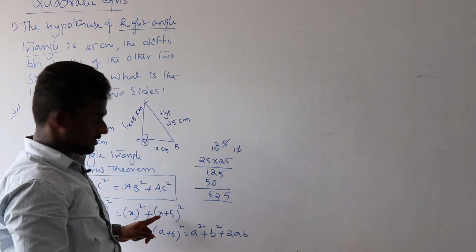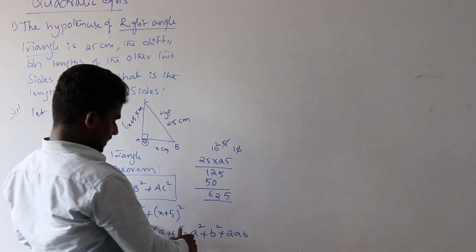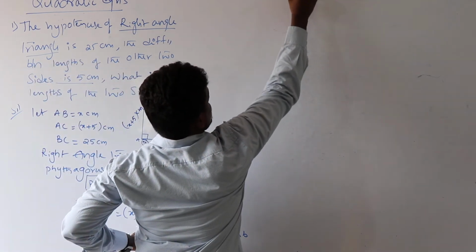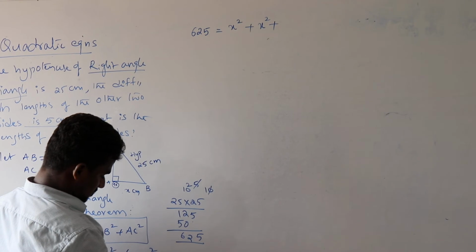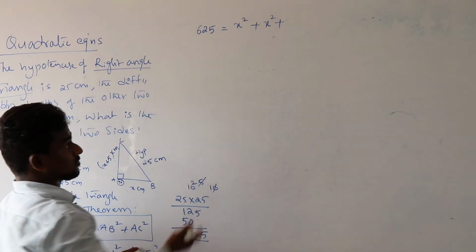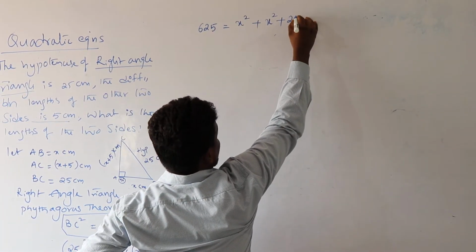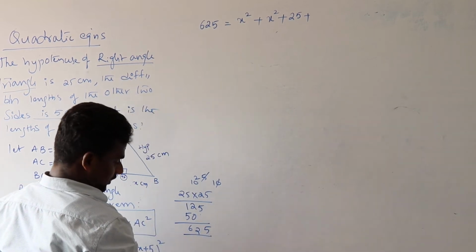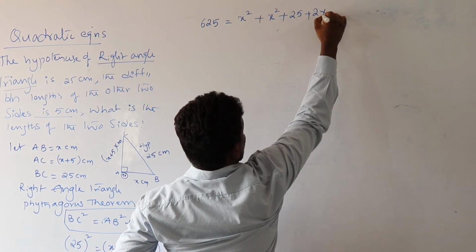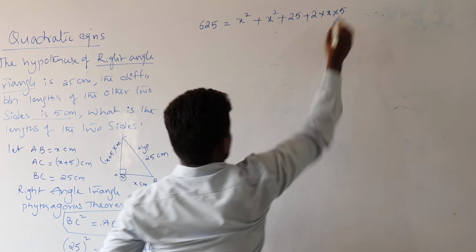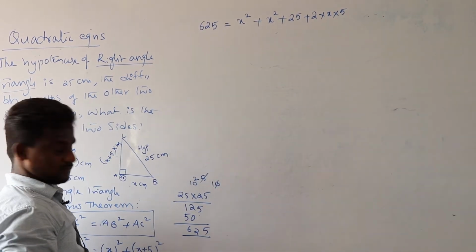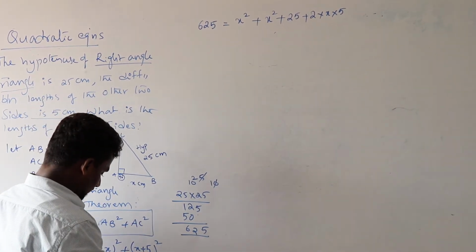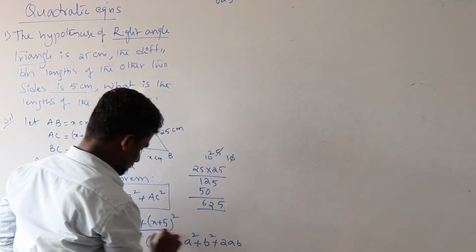In place of a, what is the value of a? X. That is a square means x square plus b square. B means 5, 5 square means 25, plus 2 into a into b. So that is 2 into a means x into b means 5, 2 into a into b. Just I am expanding this one by using the formula.